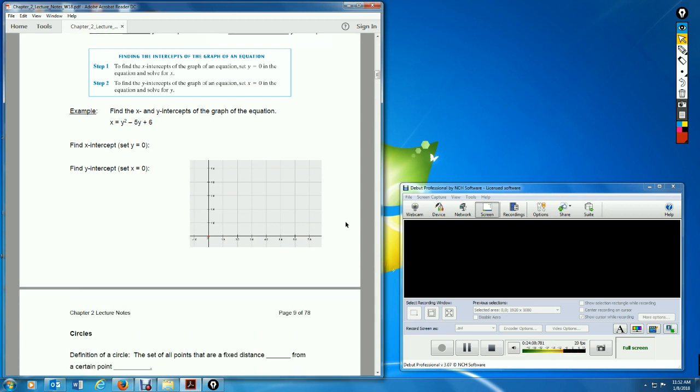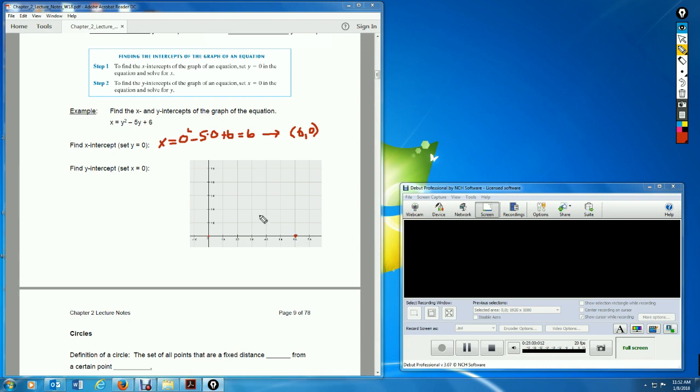Find the x and y intercepts of the graph of this equation. x equals y squared minus 5y plus 6. So, to find the x-intercept, which again means set y equal to 0. So in other words, x equals 0 squared minus 5 times 0 plus 6. That's pretty easy because this is 0 minus 0 plus 6, so it just equals 6. So the x-intercept is the point (6, 0). And let's go ahead and mark that on the graph. That would be right here.